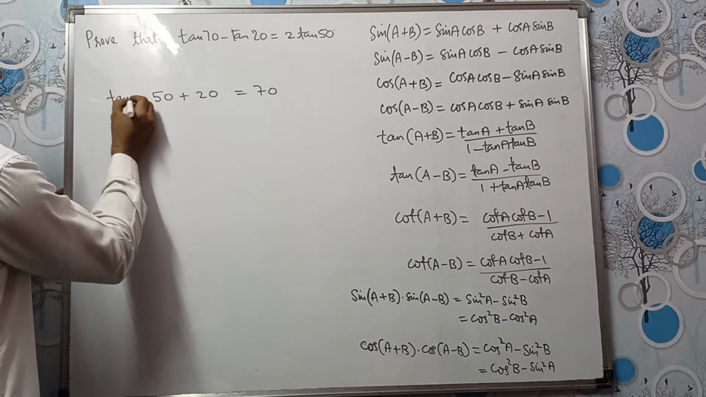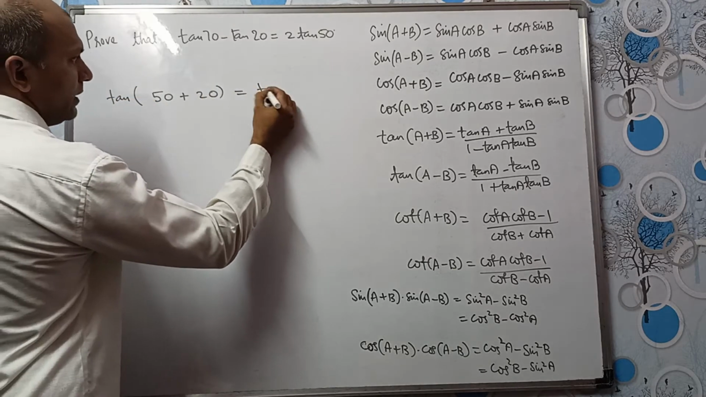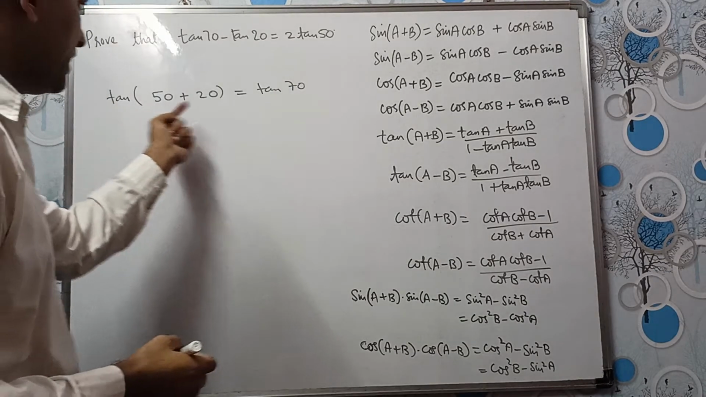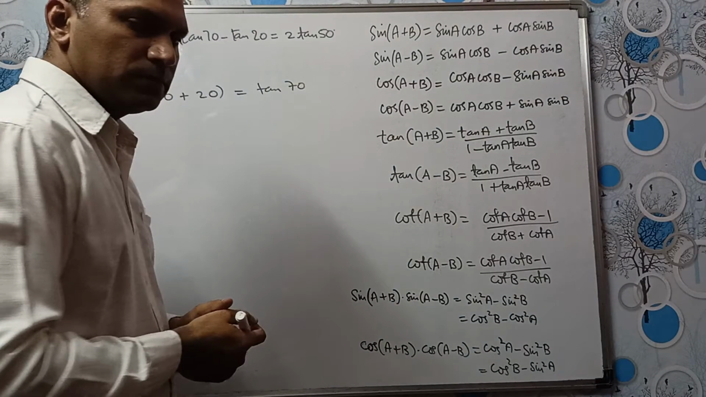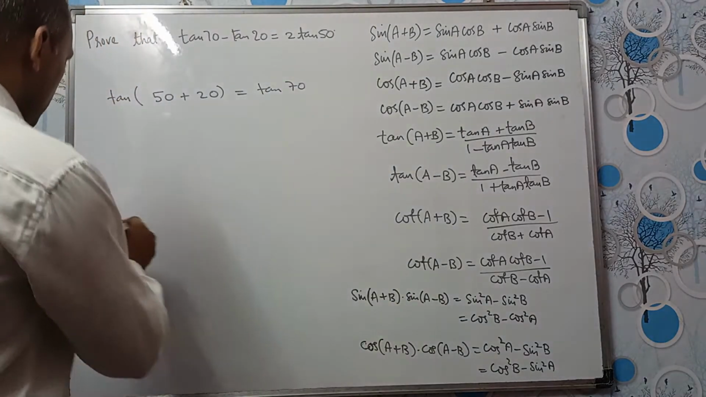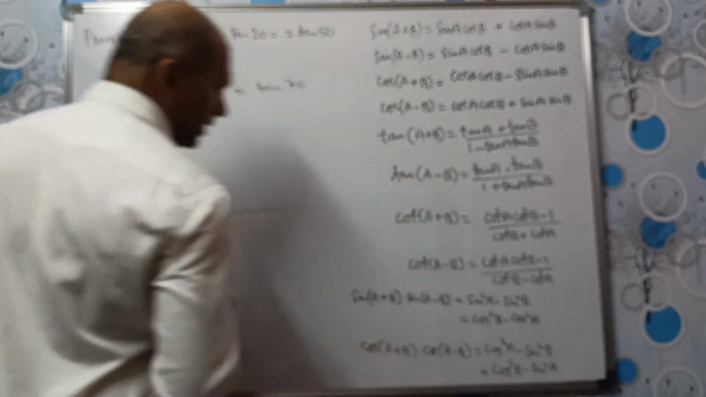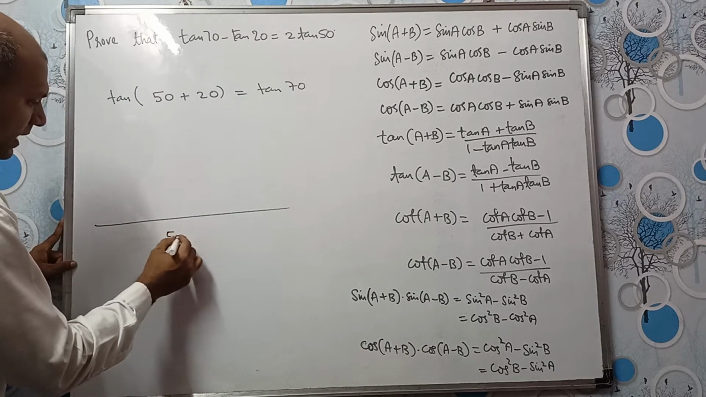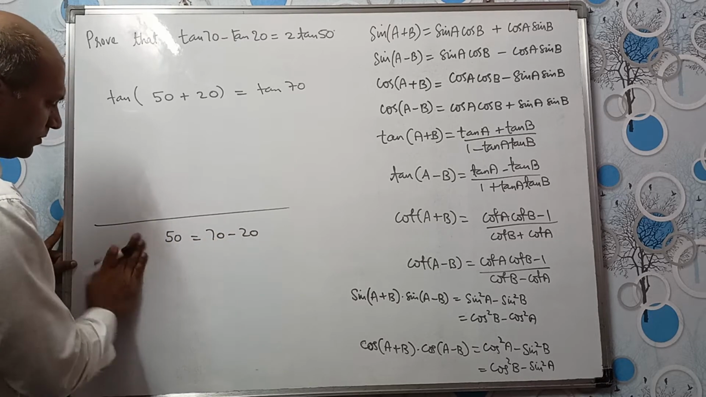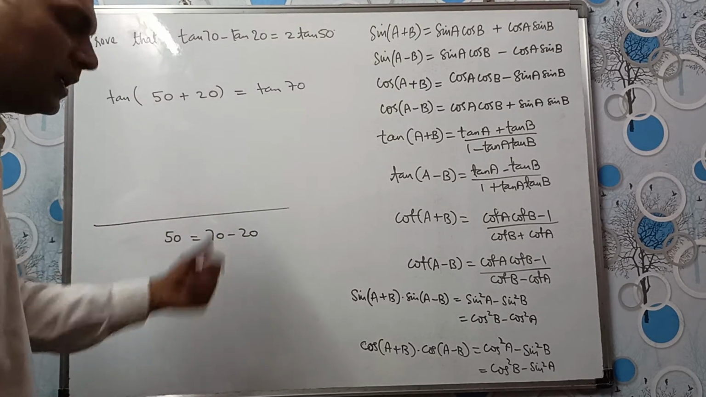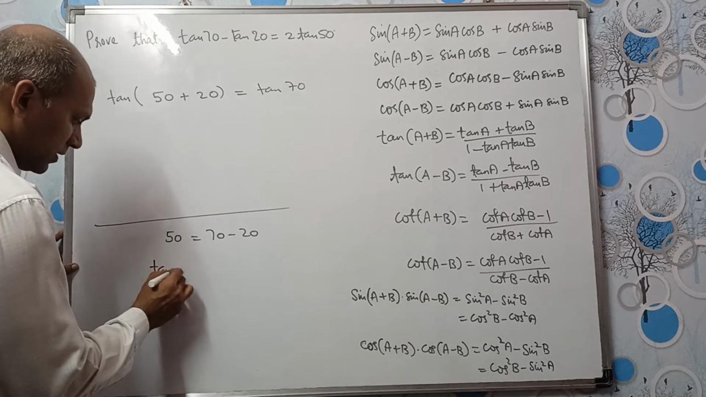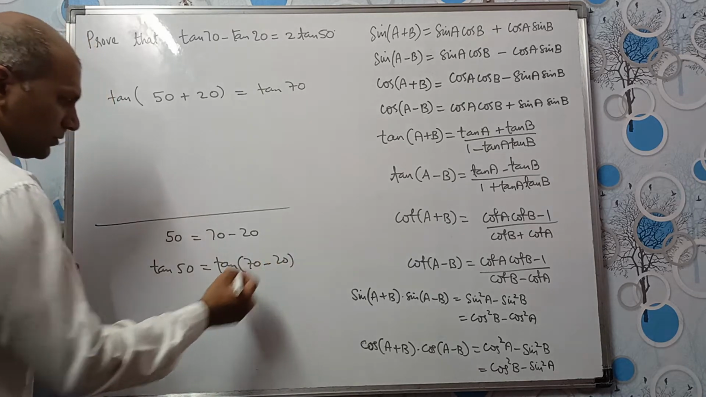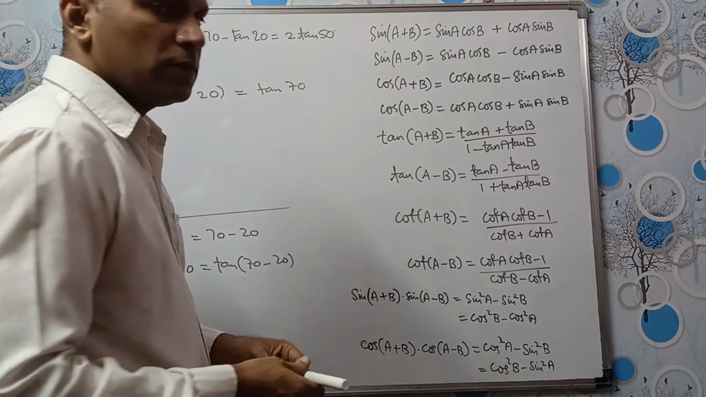Tan, and here also tan 70. This is tan A plus B. We can apply tan A plus B and find its value. Or I told you we can apply the other formula also. Yes, we can do that also. We can write 50 as 70 minus 20, or 70 minus 20 is equal to 50. Apply tan on both sides now. This will be tan 50 is equal to tan 70 minus 20. So we can use the A minus B formula also. It is up to you.